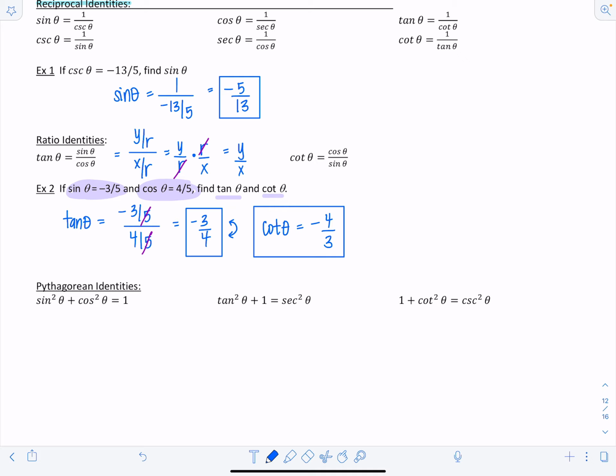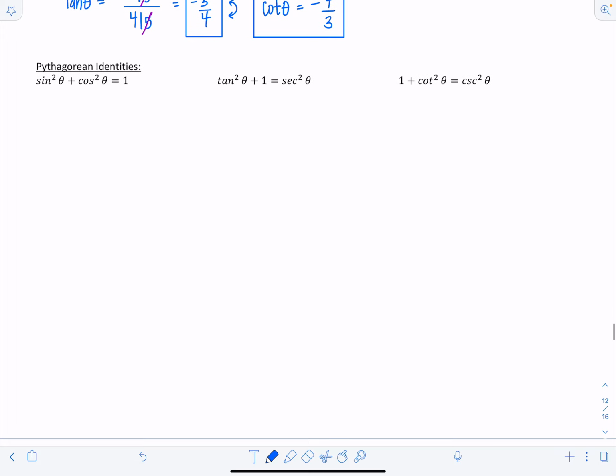Okay, enough with those reciprocal identities. Now we're going to look at the Pythagorean identities, and there's 3. The first one is the one that you need to burn in the brain for as long as you do math. So sine squared theta plus cosine squared theta equals 1. That one is all important. Now I'm going to show you how you get the other 2 using that first one.